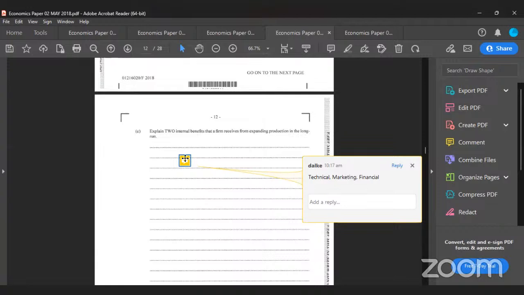With regard to financial economies, when firms become larger, they generally are viewed as more profitable or more trustworthy, right? Banks also trust the firms, given that they probably have more collateral to put up on said loans. So when firms expand in production, they are also able to get more favorable credit rates from banks and so forth.